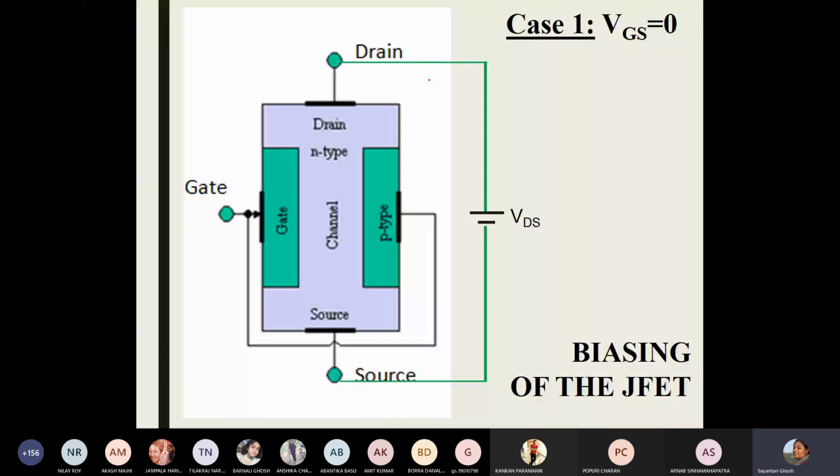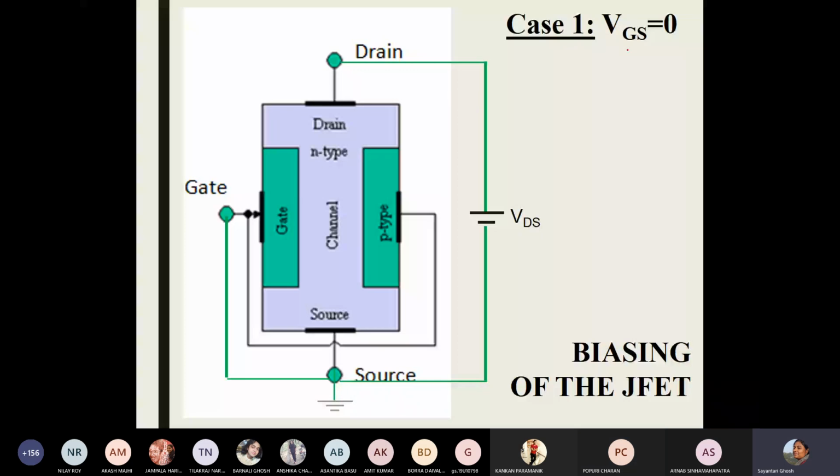So the first case we consider is VGS equal to 0, right? That means there should be no voltage between gate and source. Then what should I do? I should just simply connect them with a wire, okay? So I'm connecting gate and source with a wire and considering this as ground, because this side of the battery is negative. So this is my ground, and gate and source are both short circuited. So no gate to source voltage is there.